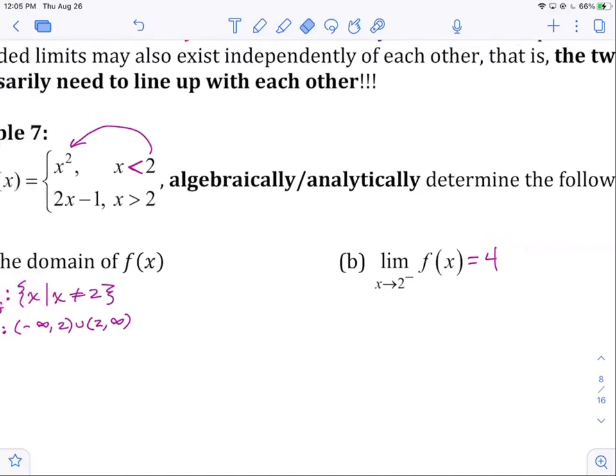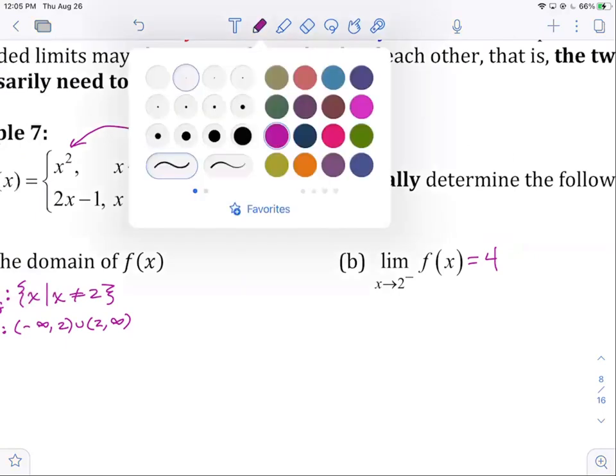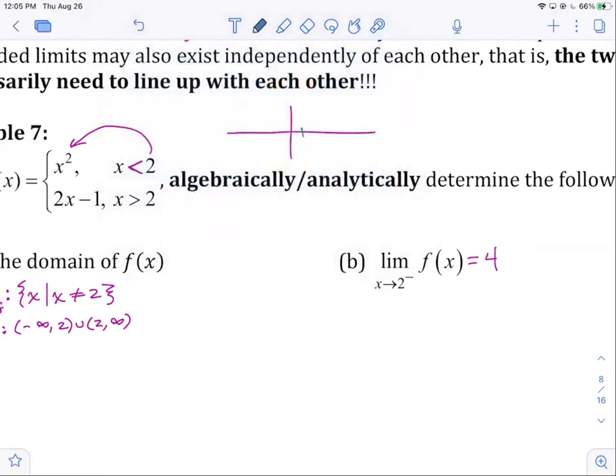Now, the reason that works is because if you were to sketch this function, here's how you sketch a piecewise function, in case you're wondering why we could just do that. 2 is kind of the important point. That's where the relay baton is passed, hopefully successfully.